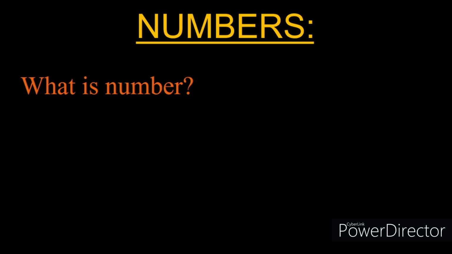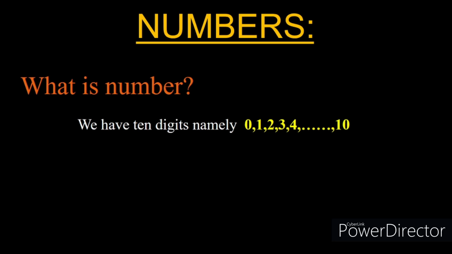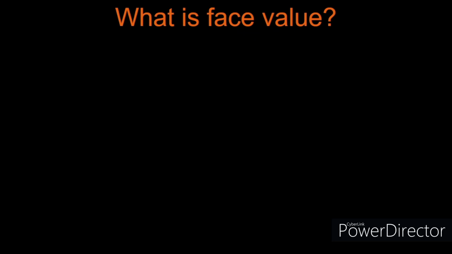First, what is a number? A number is nothing but any number from 0 to infinity. We have 10 digits, namely 0 to 9, and a group of digits is called a numeral. And then what is face value? In a number, we have two important things: face value and place value. Let's see what is face value.